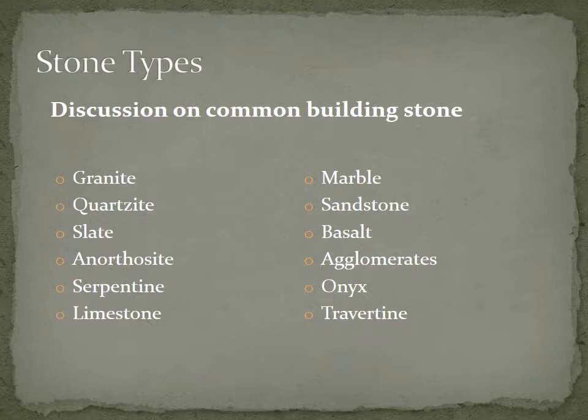Slate can be acid sensitive, but it's not greatly acid sensitive. You can use some acids on it and it's going to be okay. Anorthosite is what people call your black granites, and it is an anorthosite. It's not a granite. It's higher in the mica and feldspar, and it doesn't have the quartz foils that you typically see in granite.